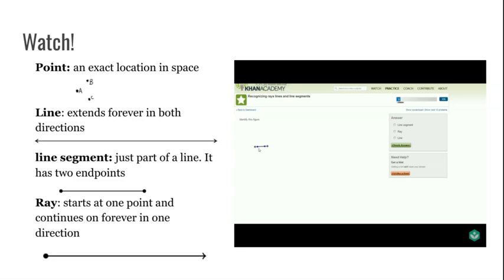All right, now what about this thing? Well, once again, arrows on both sides means that this thing is going to go on forever in both directions. So once again, it is a line. Fair enough. Let's do another one.